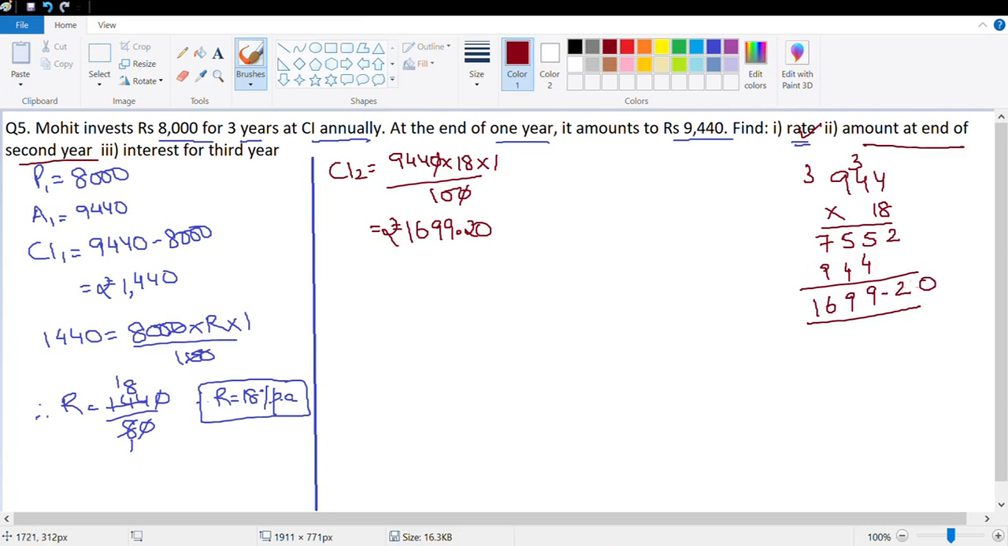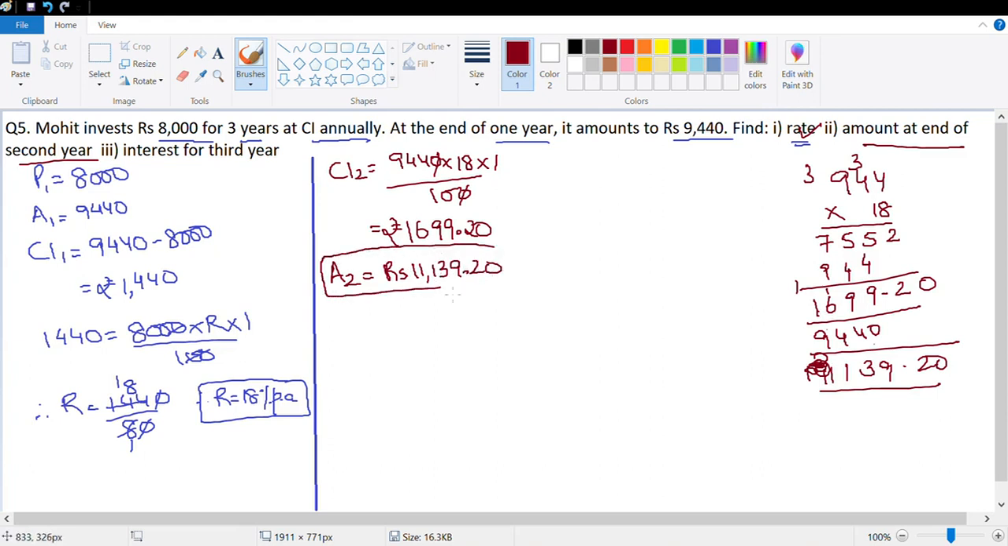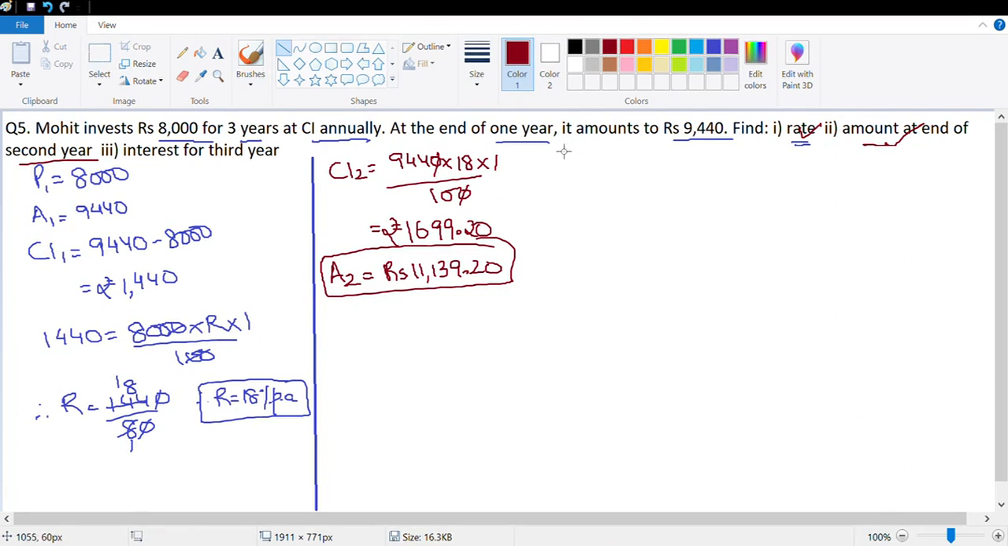And now we need to calculate the amount. So amount for year 2 will be equal to 9440 plus 1699.20. 9 plus 4 is 13, 10 plus 1 is 11. So that's 11,139.20. So that's the amount for the second year. This part of the question is also done. Let's look at part 3 of the question.